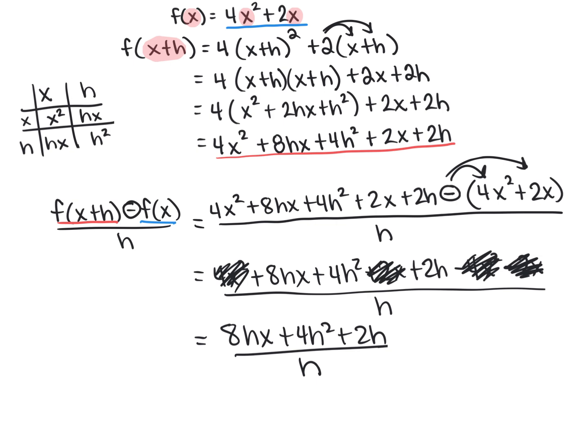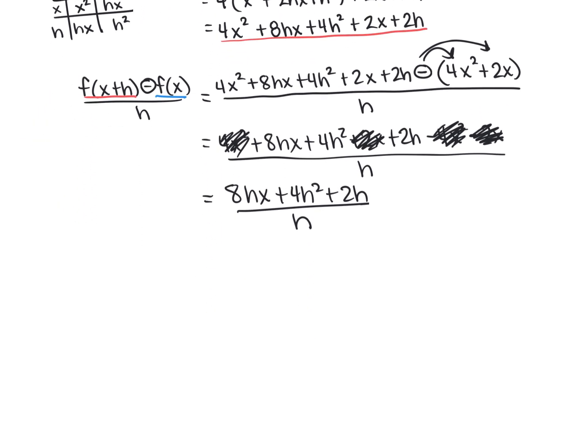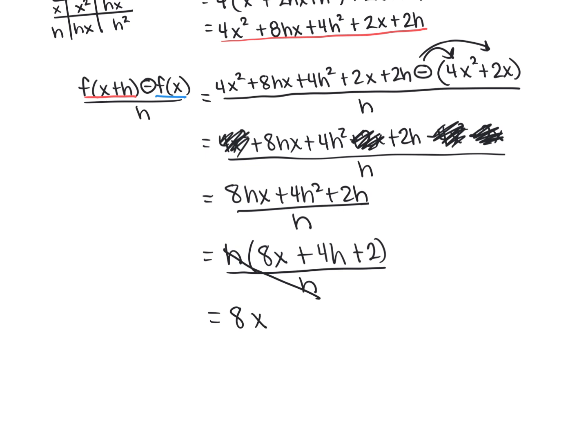So at that point, what we want to do is factor the GCF out of the top. Only the h's, because that's the only thing that's going to cancel in the bottom. So we will have inside 8x, we have 4h, and we have a 2. So then at that point we know that h's divide to a 1, so we have the final answer is 8x plus 4h plus 2. And that's what you would type in online.